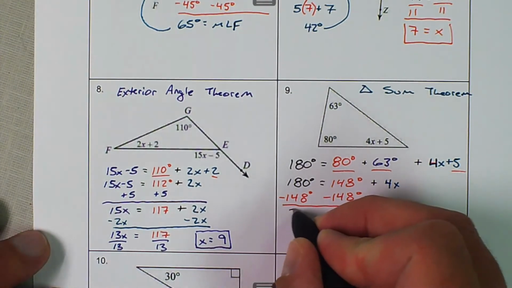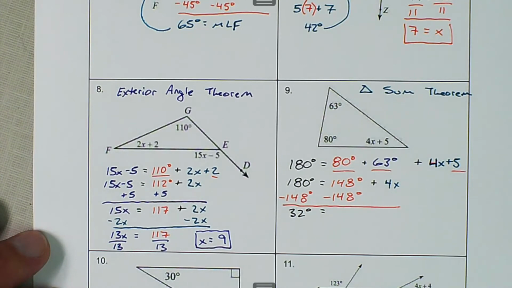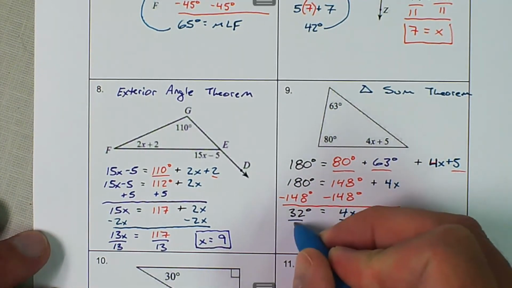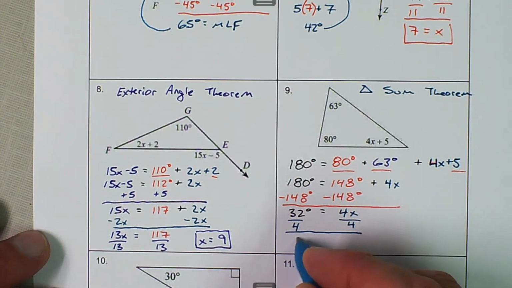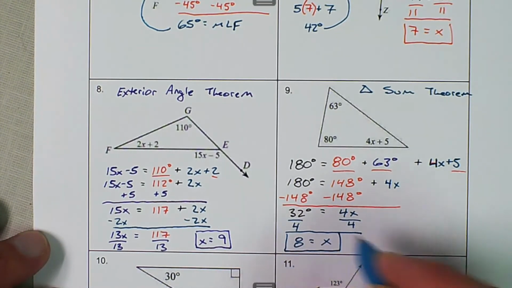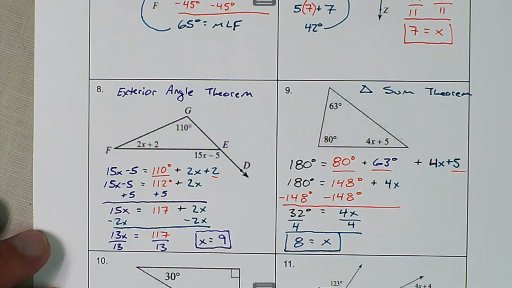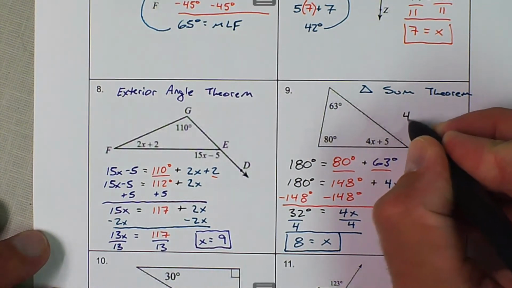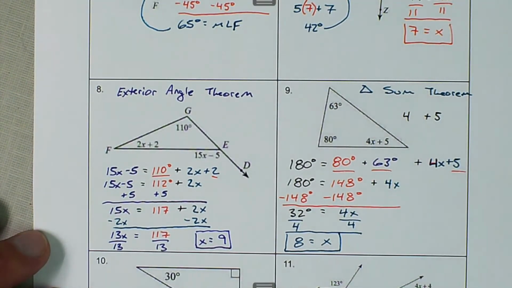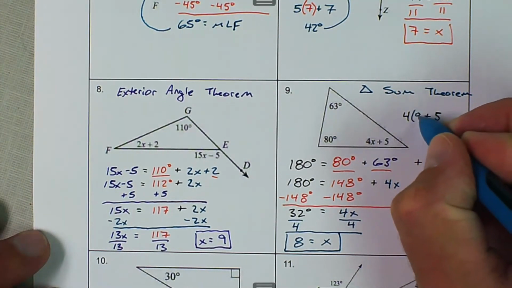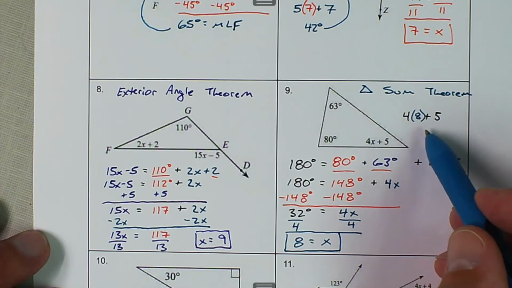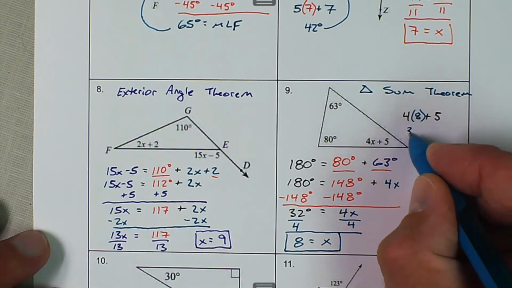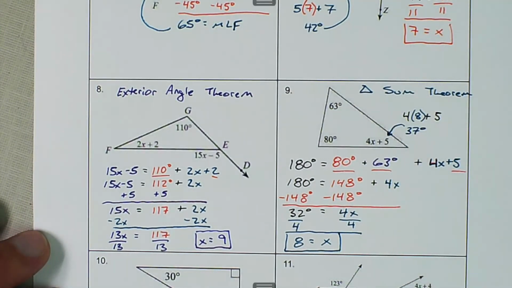And then we get 32 is equal to 4x. Divide by 4, divide by 4, and then we get x is equal to 8. And we can substitute that back in. So we have 4x plus 5, and we calculated that x was equal to 8. So 4 times 8 is 32, plus 5 is 37. So that's our angle measure for that one. We go to number 10.